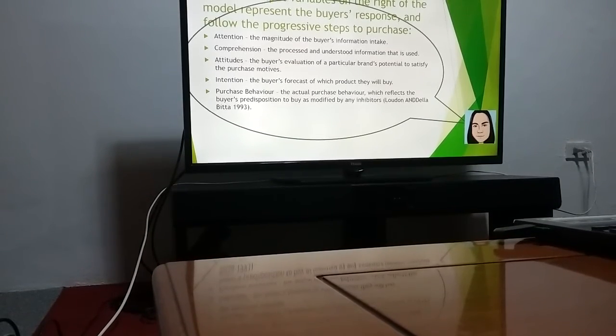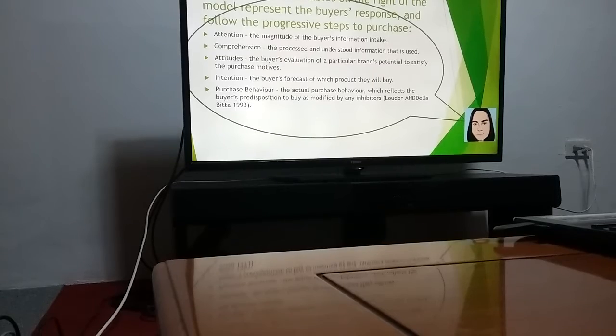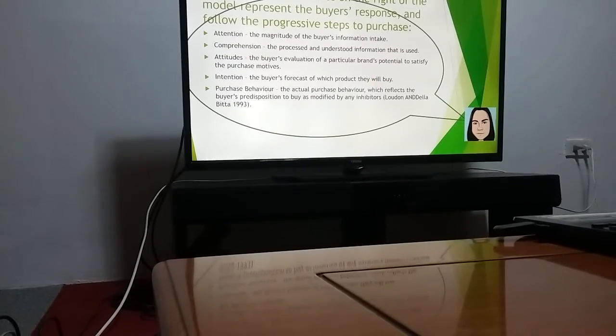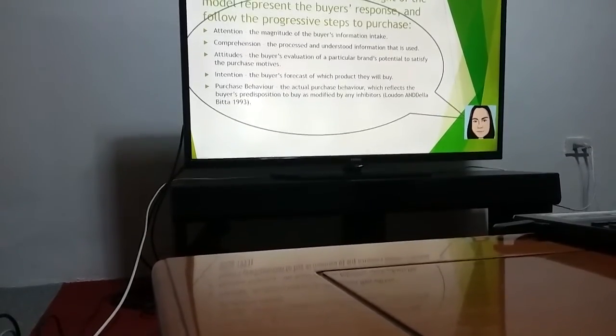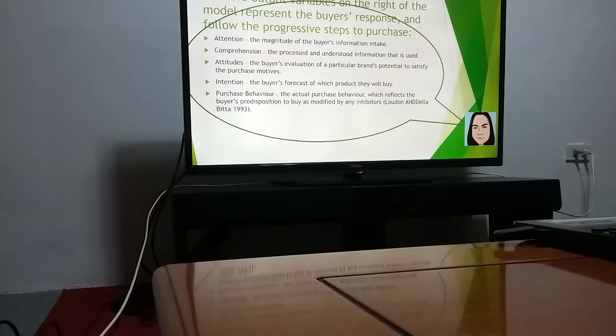And we also have the intention. The buyer's forecast of which product they will buy. So, sabi ko nga kanina, pagpasok ko dun, alam ko na yung bibilhin ko. So, that is my intention. Higher ang bibilhin ko na TV. So, hindi na ako titingin dun sa mga mahal na TV pa. Kasi alam ko na yun yung mura, yun yung gamit ng kapitbahay ko na TV, matibay naman.